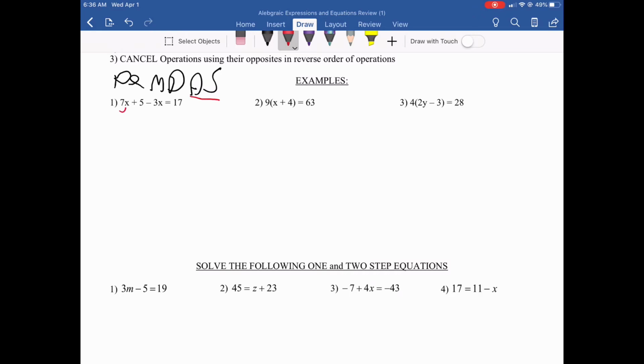So we have 7x and 3x. We have x's. And we have our integers. Okay, so 7x minus 3x, like saying 7 take away 3x. 7x take away 3x, which is 4x.